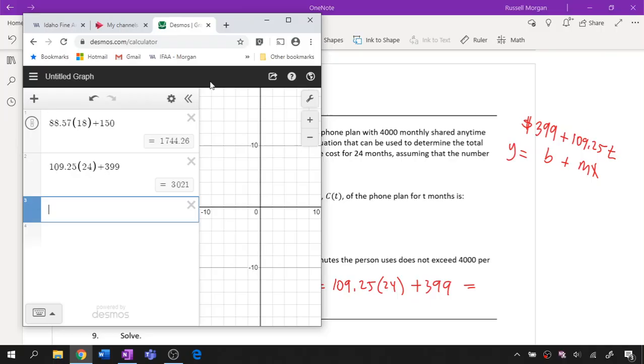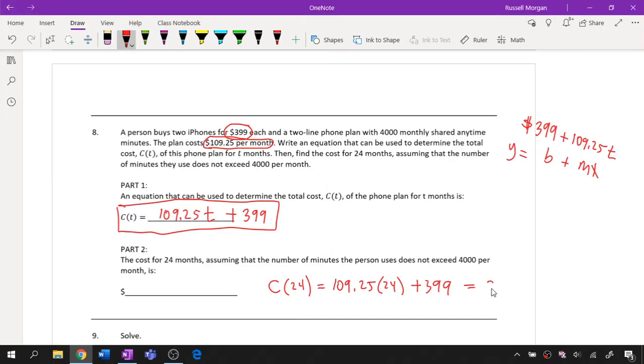Looks like $3,000, $3,021. That's an exact amount. So it looks like no change, no pennies.